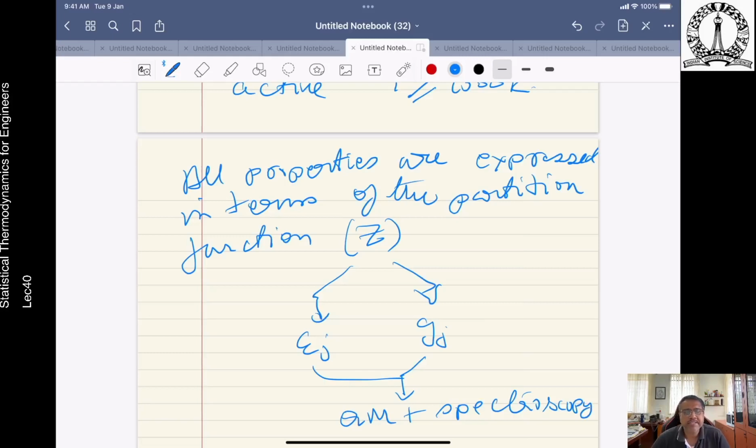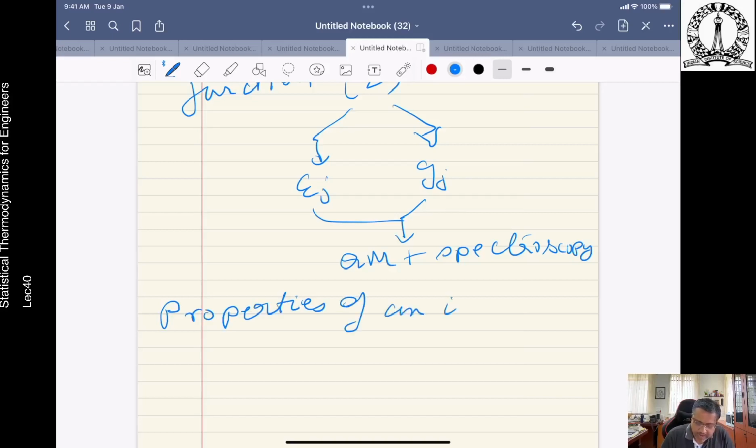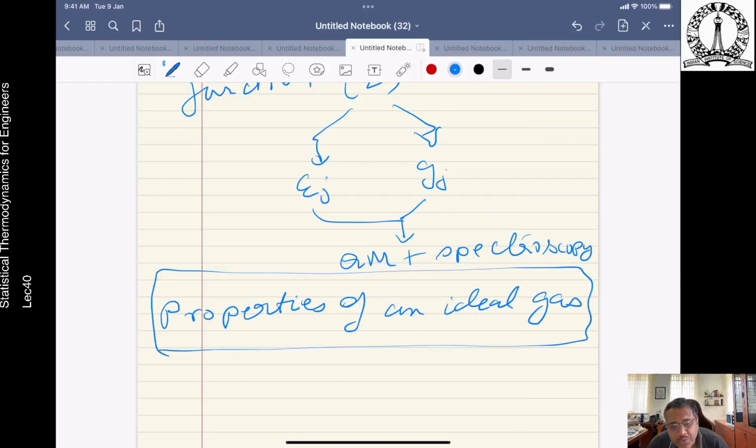Now we have access to the spectroscopic information. We can now finally calculate the properties of an ideal gas. So our motto is to calculate the properties of an ideal gas. This is our motto, and this is what we are going to do in this particular lecture and the next one probably. Okay.